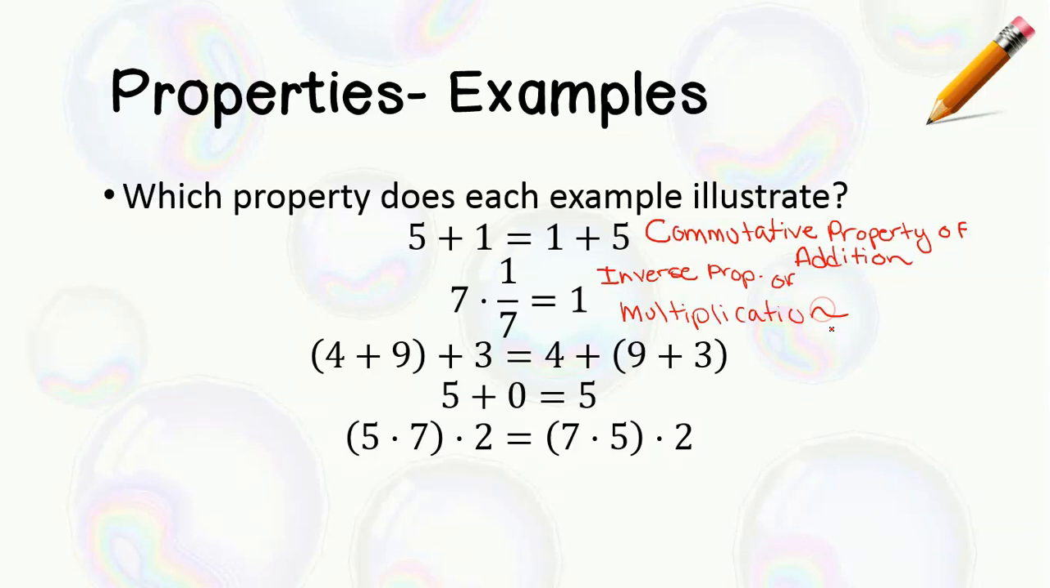Okay. 4 plus 9 plus 3, or 4 plus 9 plus 3. Notice how the numbers, or the parentheses, moved around. The numbers didn't move, but the parentheses did. So I'm associating different numbers with each other, which means that is the associative property of addition.